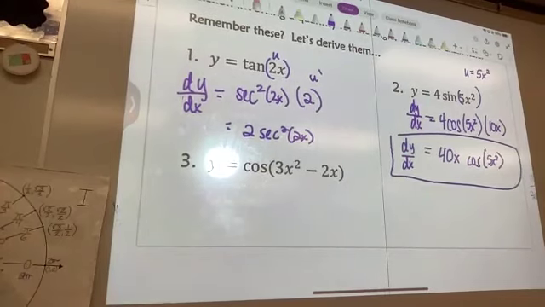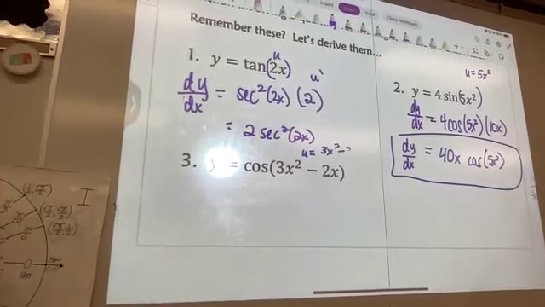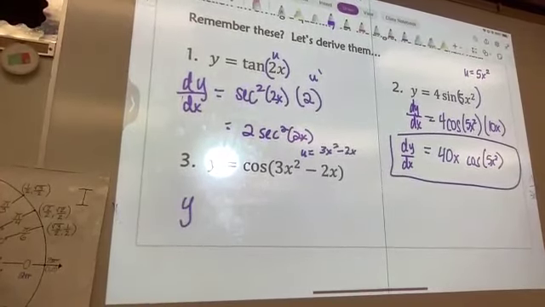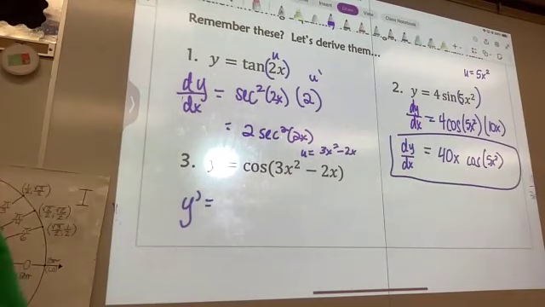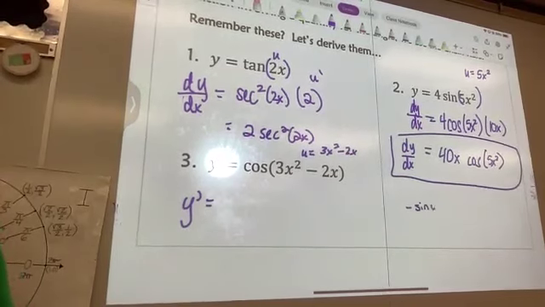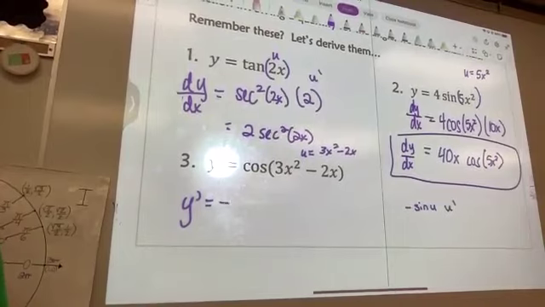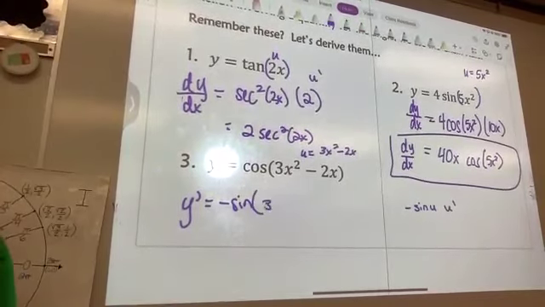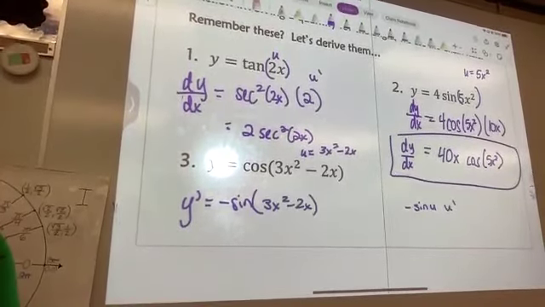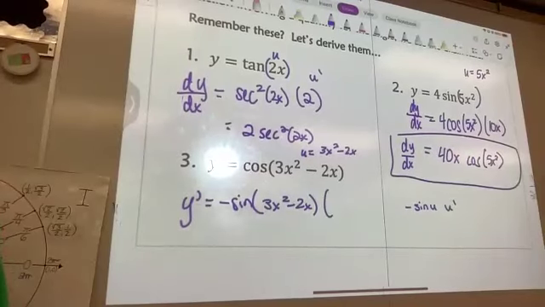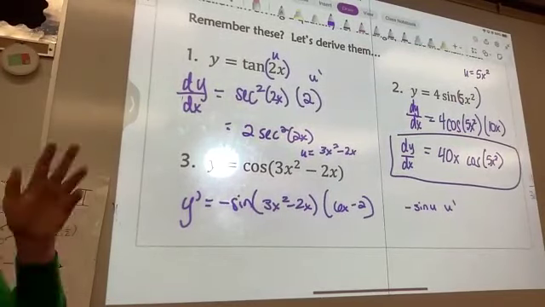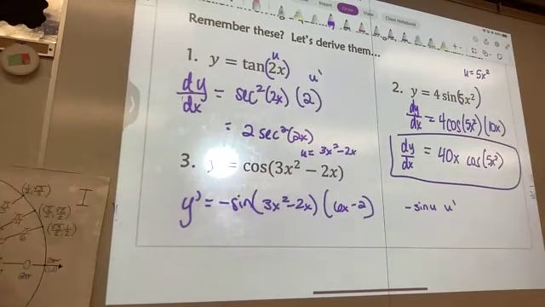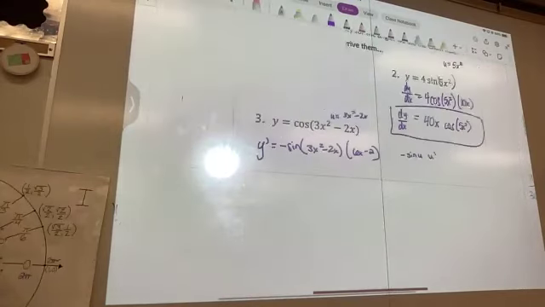All right, this next one, what is u? U is 3x squared minus 2x. So the derivative of cosine, let's call this one y prime, is, do you remember the derivative of cosine u? Yeah, negative sine u prime. So we're going to do the negative sine of 3x squared minus 2x, this is u, times u prime. 6x minus 2 is correct. Good. And you could put that in front, whatever. I'm fine with that. I'm just reminding you of this.